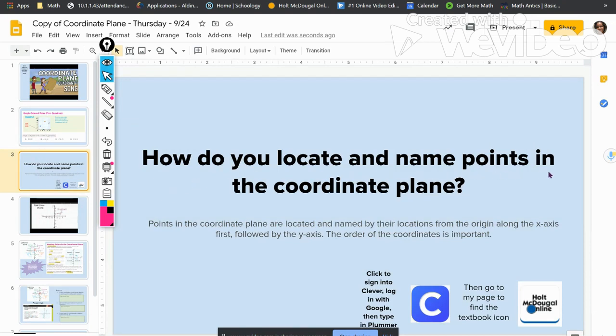So how do you locate and name points in the coordinate plane? Points in the coordinate plane are located and named by their locations from the origin along the x-axis first, followed by the y-axis. The order of the coordinates is important. It's very important. If I said where I plotted a point was at 2, 3, and you said, oh, okay, I'm going to go to 3, 2. Those are 2 different places, and we wouldn't be able to match up because that's not where you went.